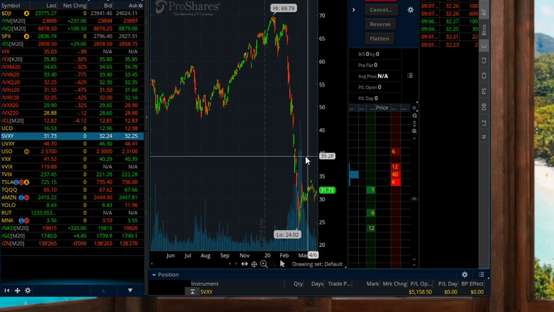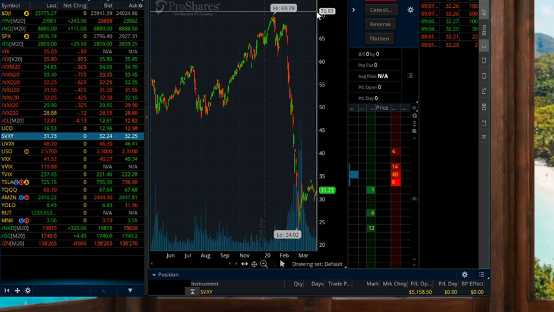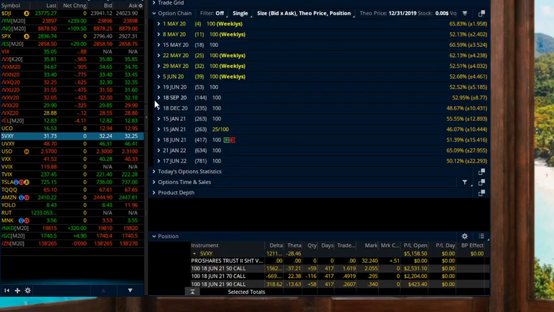So I do have a butterfly on where I am long the 50, 70, 90 fly. So that would do the best if on expiration SVXY was 70. Now, this position I put on is far out in time. It actually is out until June of next year. So if we pull up, that's 417 days from now that this expires. You can see my position here.